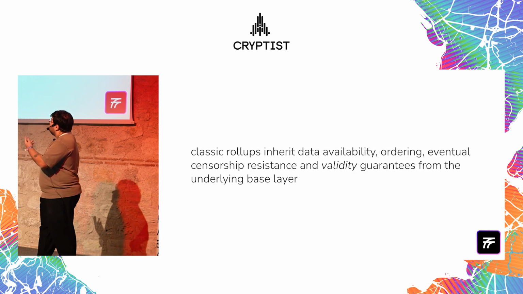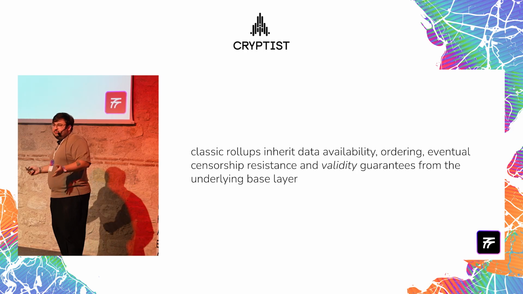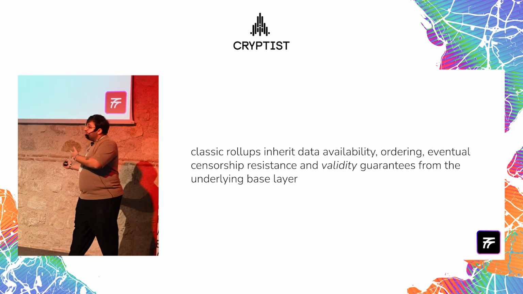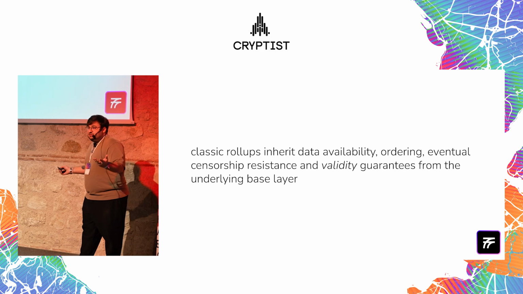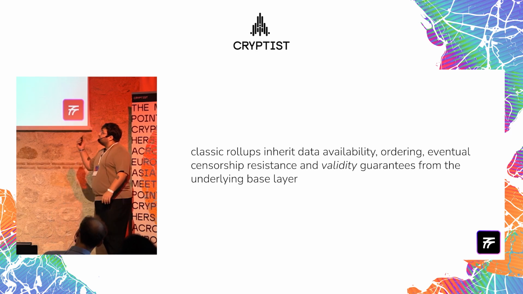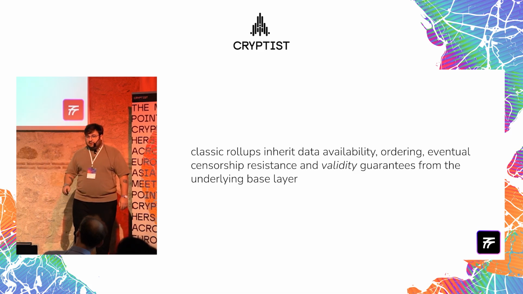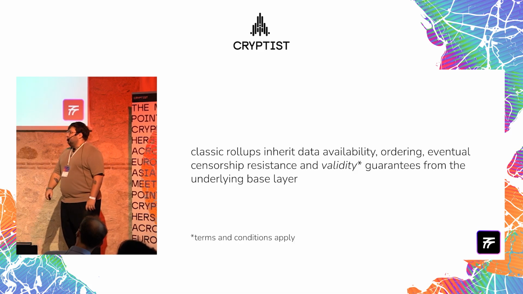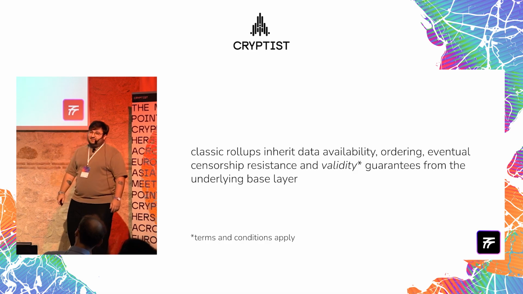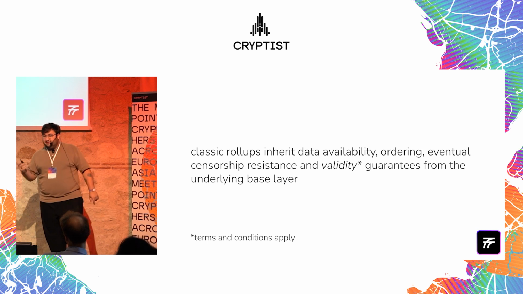And then let's go to the other family of rollups. These are the rollups that we actually call rollups, but they're not rollups. As we previously described, rollup is just a construction to post data. Everything else is basically a subcategory of a rollup. So classic rollups inherit data availability, ordering, eventual censorship resistance, and validity guarantees from the underlying base layer. And one thing to note here, terms and conditions apply. So validity, you do inherit and you don't. I'll cover that right now.